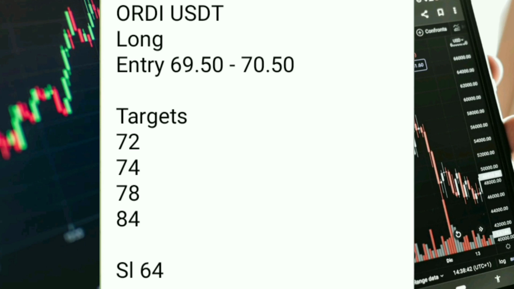Now the entry, which is the price at which you enter the market, is 69.50 to 70.50. This is the price of the coin at which you enter this trade. Now our target, the take profit, is 72, 74, 78, 84, and our SL here is 64. So whenever you see long, short, cross, isolated, stop loss, we should know that we are dealing with futures trade signals. Okay, that will be all for the futures trade signal.